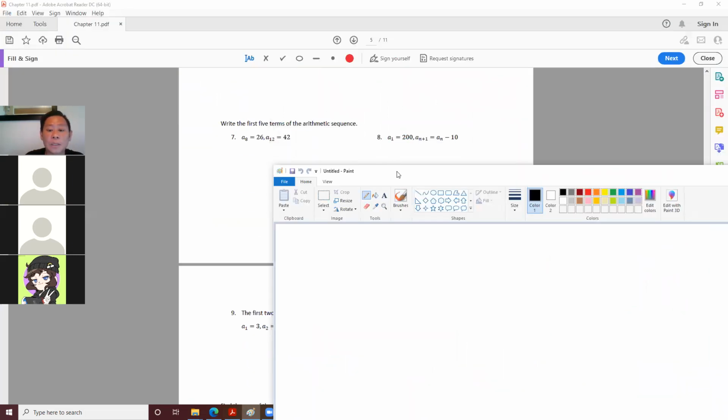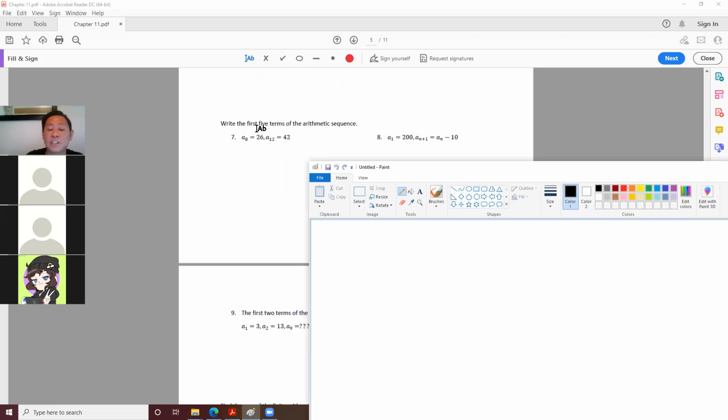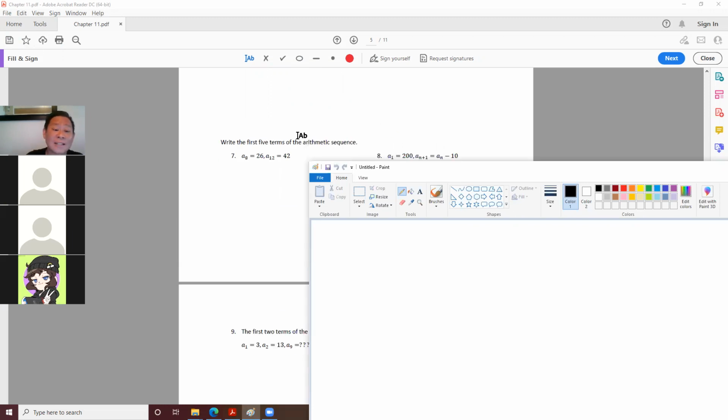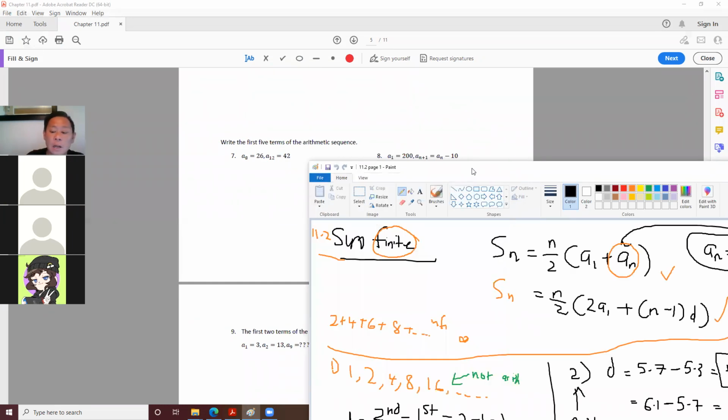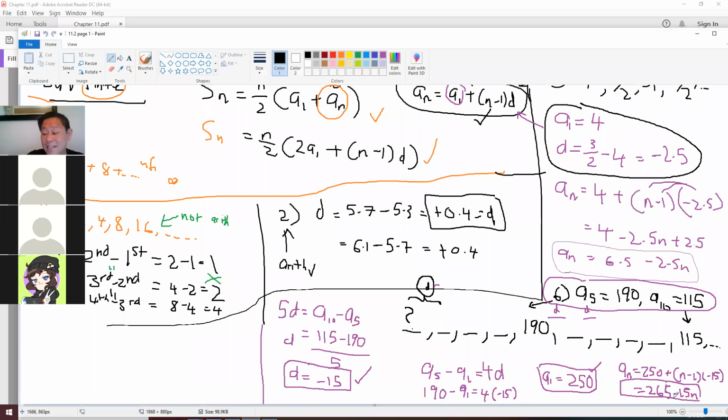Next, this is kind of the same thing, questions 7 and 8. So again, the question here is not finding AN, the question is asking you to find the first 5 terms. So it'll be very similar to what we did over here. So once you find AN is this, finding the first 5 terms will be easy. You just plug in N is 1, N is 2, N is 3, N is 4, N is 5. Then you will get the first 5 terms, okay?